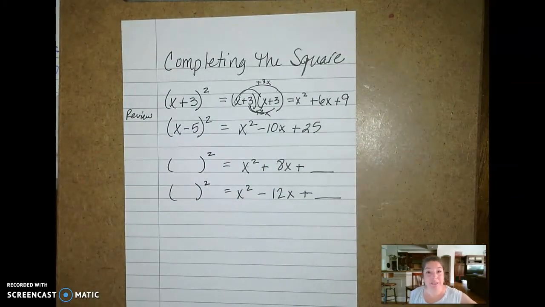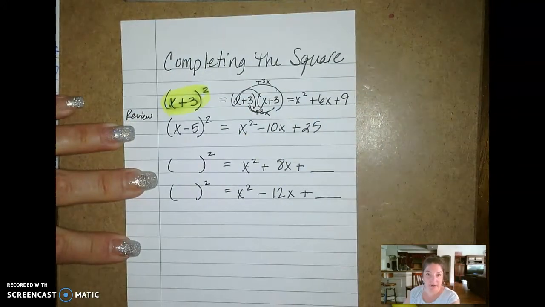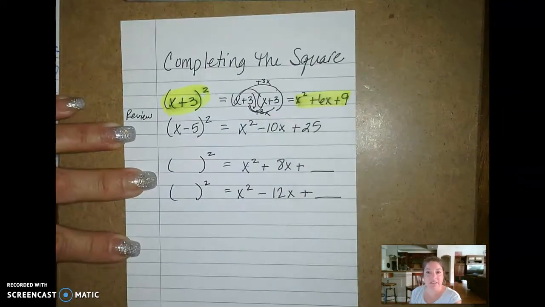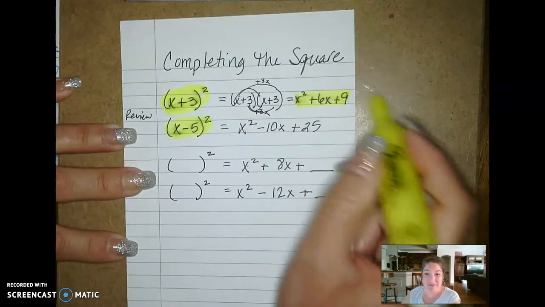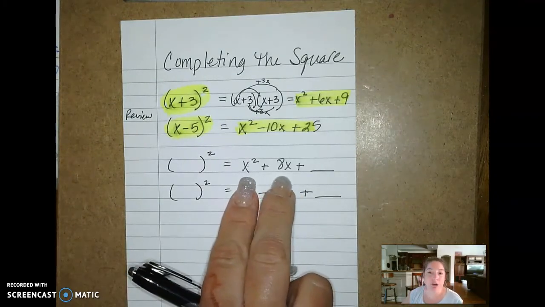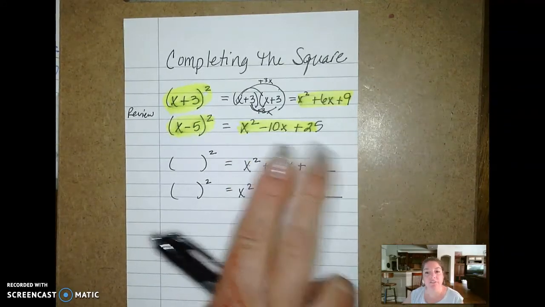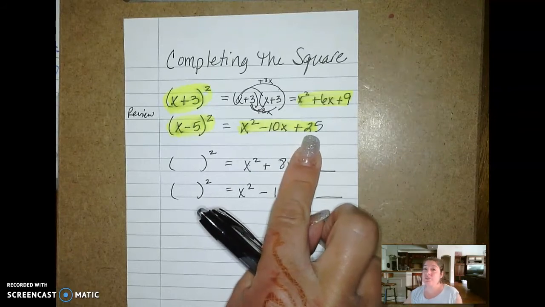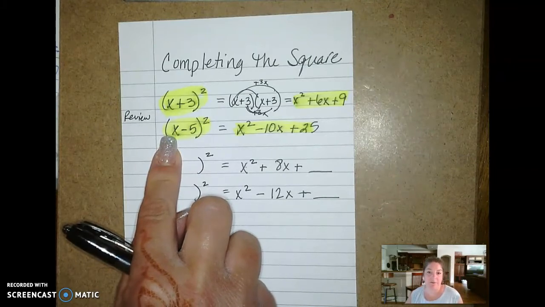The first thing I want you to notice is that x plus 3 squared became a trinomial, x squared plus 6x plus 9. X minus 5 squared became a trinomial, x squared minus 10x plus 25. So what we're going to do is take two terms, half or part of our trinomial, and try to figure out what the missing word is so that we can write these awesome parentheses with something squared, okay?